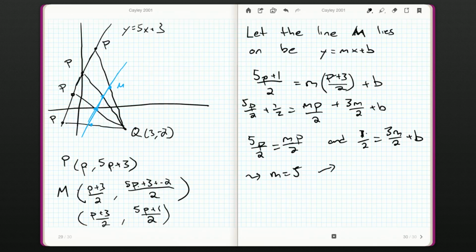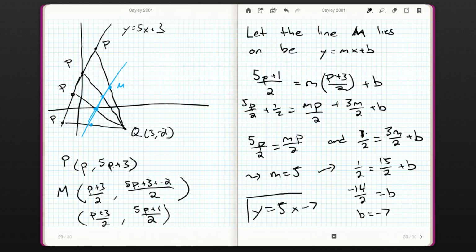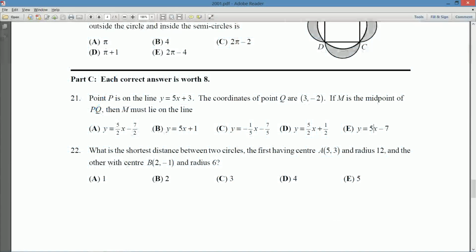But now we can substitute m equals 5 into this equation, so 1 half is going to be 15 over 2 plus b. And we can rearrange. We'll get minus 14 over 2 is equal to b, or b is equal to negative 7. So our line will be y equals 5x minus 7. And that was E, but we'll just double check really quickly. Yes, it was E.